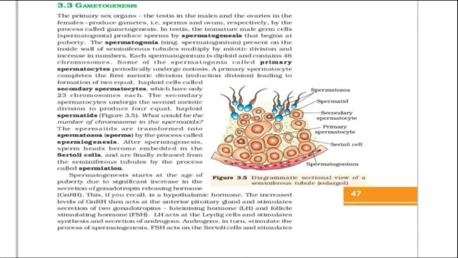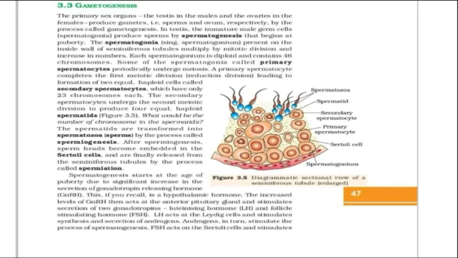What would be the number of chromosomes in the spermatids? Obviously, it will be haploid. The spermatids are transformed into spermatozoa, also known as sperms, by the process called spermiogenesis. After spermiogenesis, sperm heads become embedded in the Sertoli cells and are finally released from the seminiferous tubules by the process called spermiation.